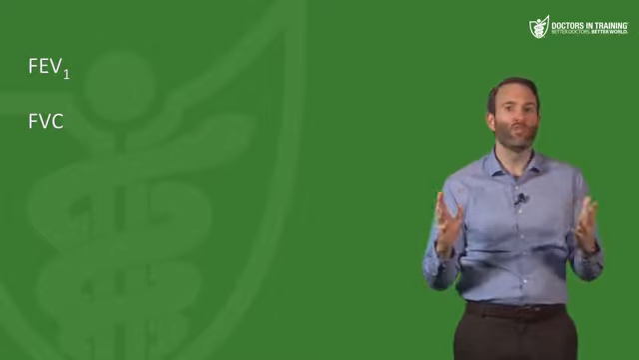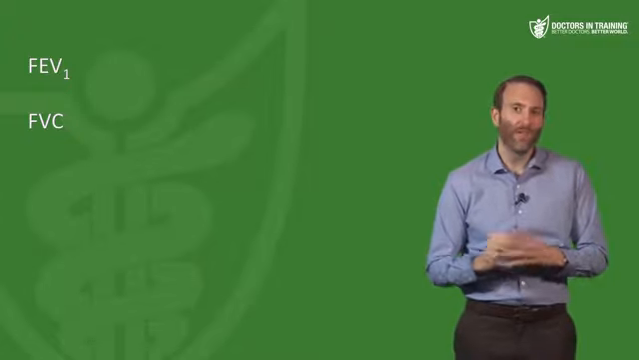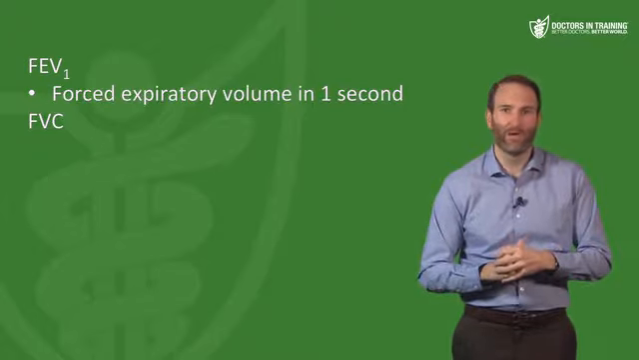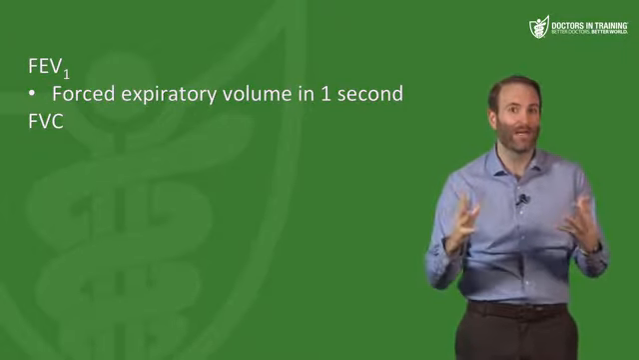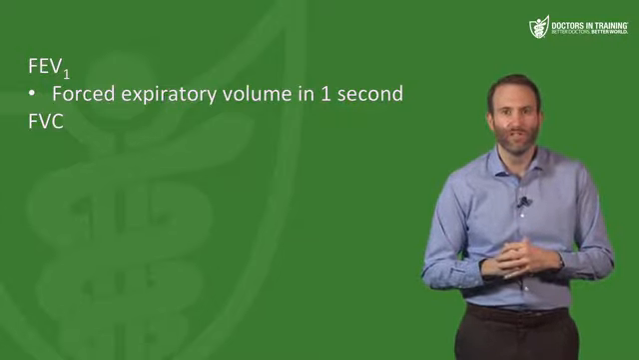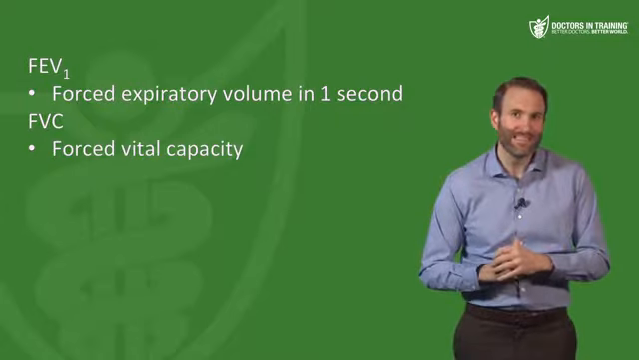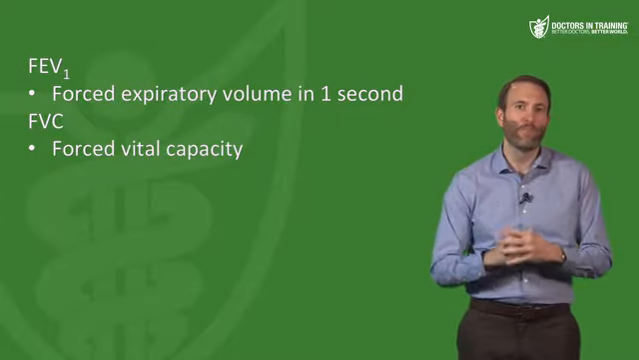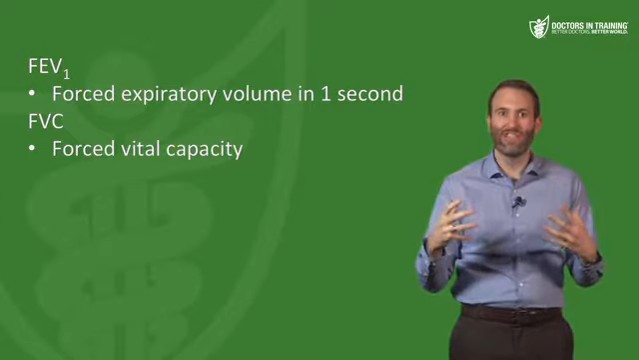Now, two of the most important measurements are the FEV1 and the FVC. Now, the FEV1 stands for forced expiratory volume in 1 second. So this is how much air a patient can blast out in 1 second after that full inspiration. Now, the FVC stands for forced vital capacity. So this is the volume of air that can be forcibly blown out after full inspiration. So this is that total amount of air that a patient can get out.